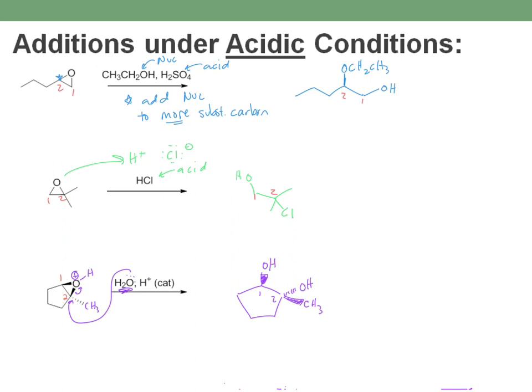So it's similar to the basic conditions in that they're both anti-additions, right? They're always anti-additions, so that you've got one thing on top and one thing on the bottom. I'll just emphasize that with this example: that OH is on the top, this OH is on the bottom. What's different, again, is that under basic conditions, the nucleophile goes to the less substituted carbon. Under acidic conditions, the nucleophile goes to the more substituted carbon. That's the big difference. So I hope you feel a little bit better about what acidic conditions look like when you talk about ring openings for epoxides.